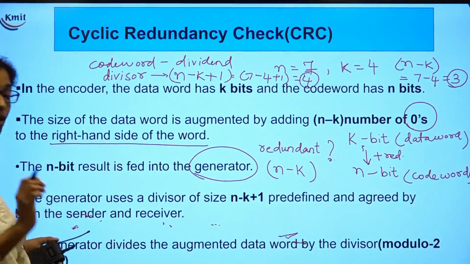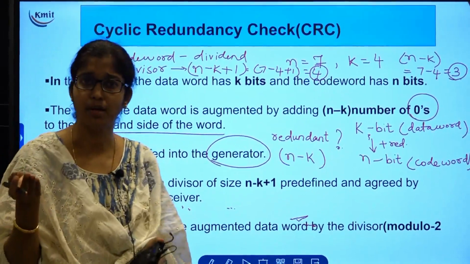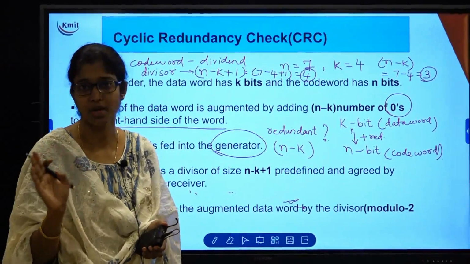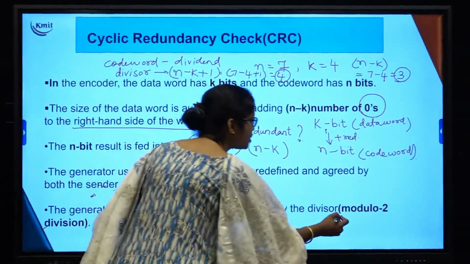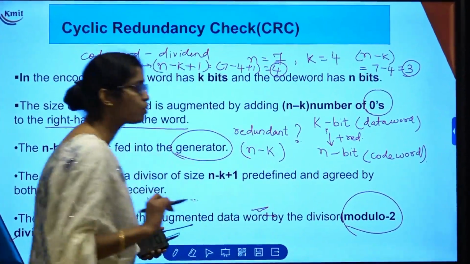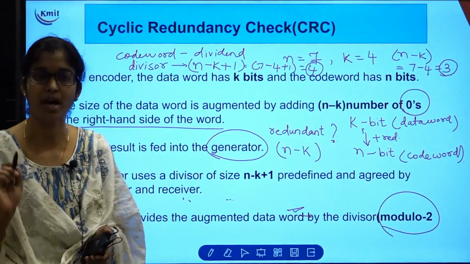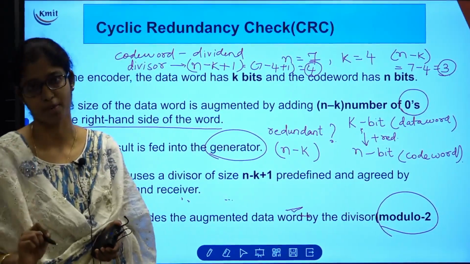Now let us see. I am telling division. So what division do I use? I do not use a decimal division. We are going to use the modulo 2 division. What division we are going to use? We are going to use modulo 2 division, in which we are going to perform the XOR operation.